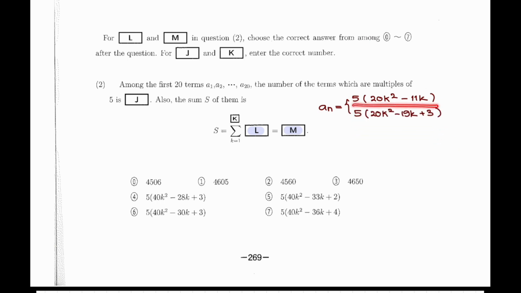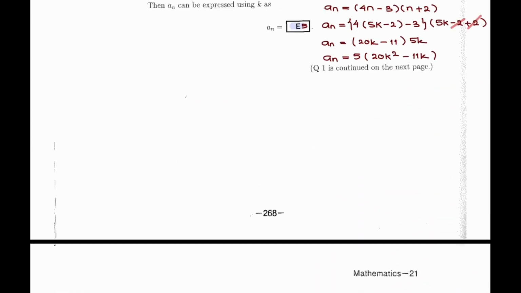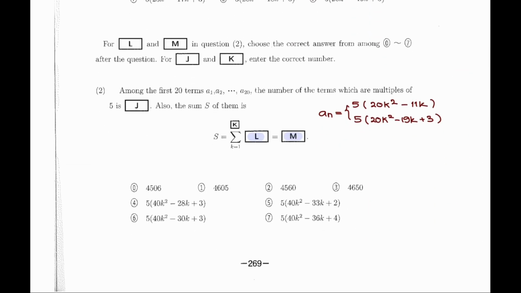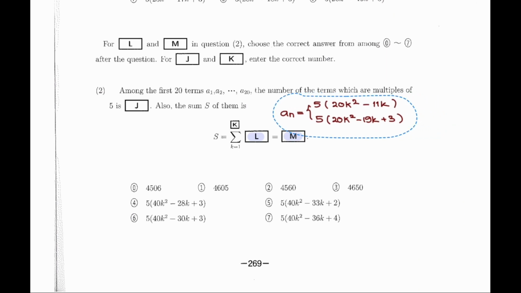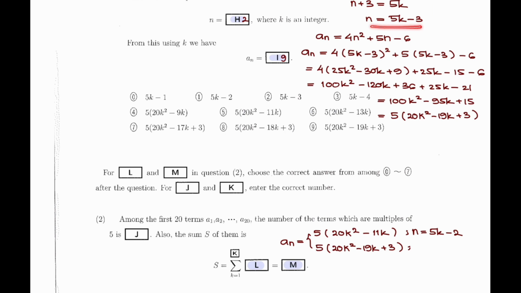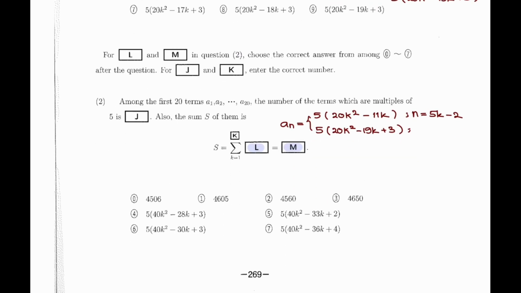For the first one, the value of n is equal to 5k minus 2. So for the first one, n is equal to 5k minus 2. And then for the second one, n is equal to 5k minus 3.